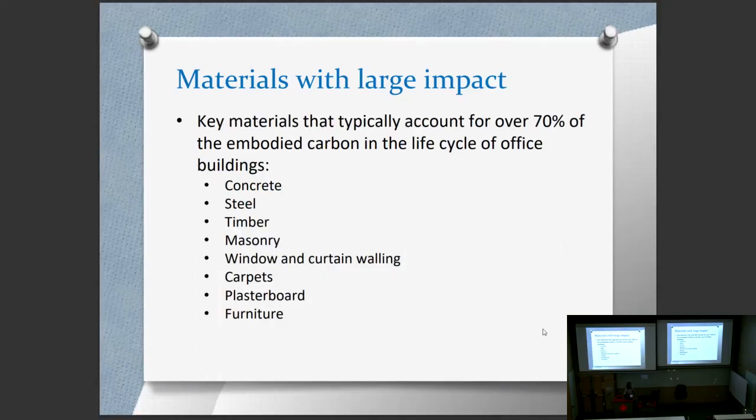The key materials that typically account for over 70% of the embodied carbon in the life cycle of office buildings may include these. So these materials typically constitute at least 70% of the embodied carbon. We have concrete, steel, timber, masonry, window, curtain walling, carpet, plasterboard, and furniture. These total will add up to around 70% of the building embodied carbon. So we will look into these materials one by one.